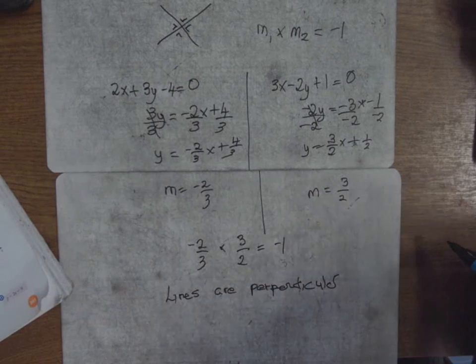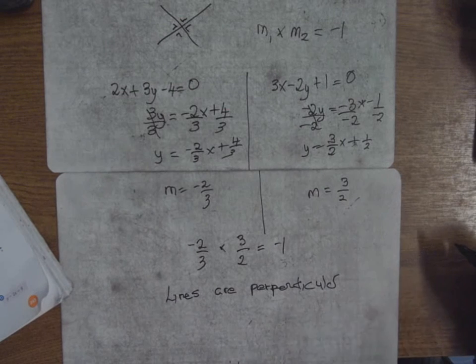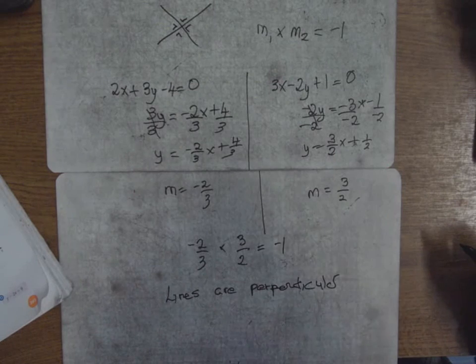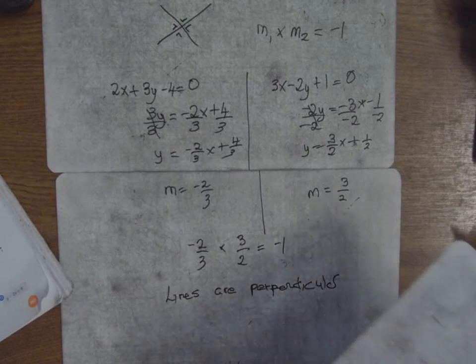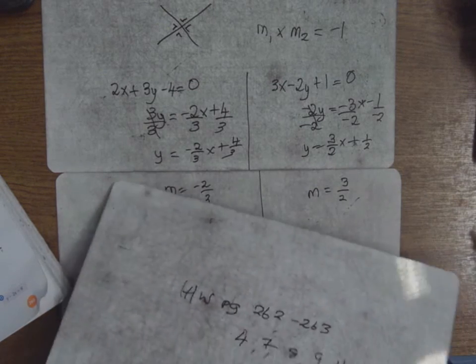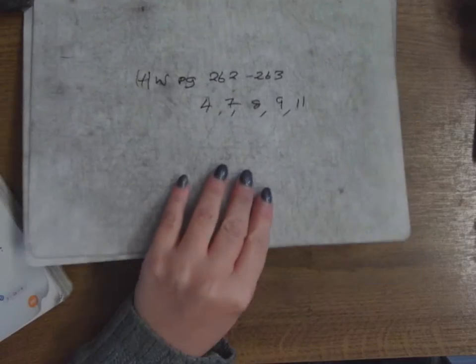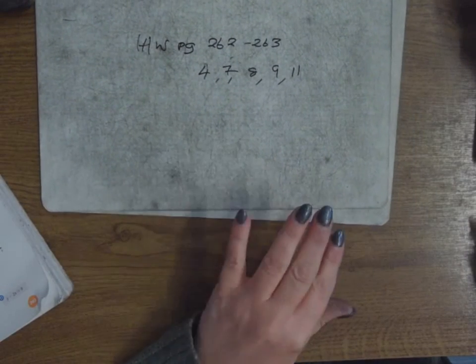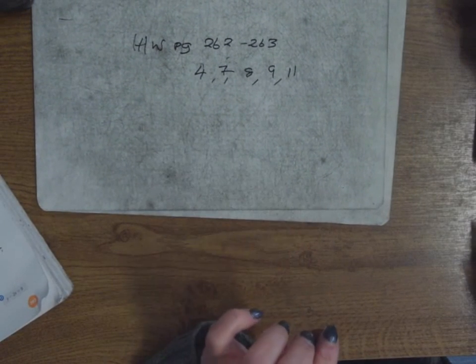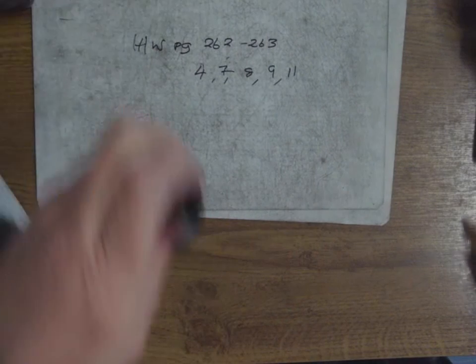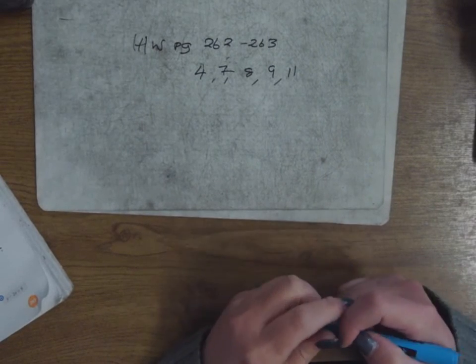So, homework, are you ready? They're all something similar to this, okay? Show the lines are parallel, show they're perpendicular, etc. So remember, parallel lines have the same slope. Perpendicular lines, you multiply their slopes and you get -1.